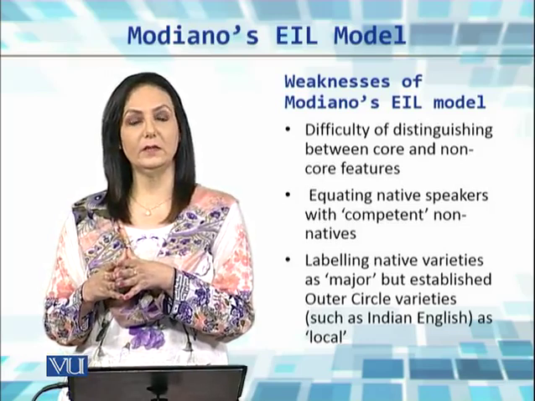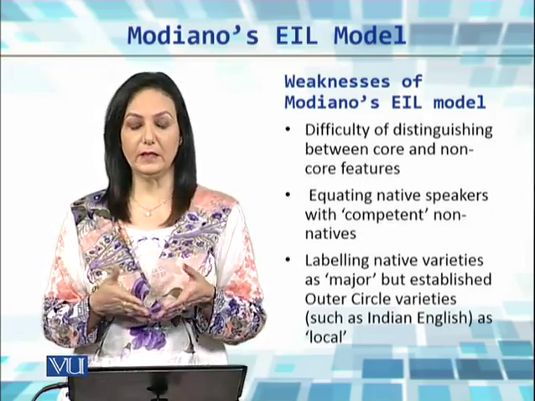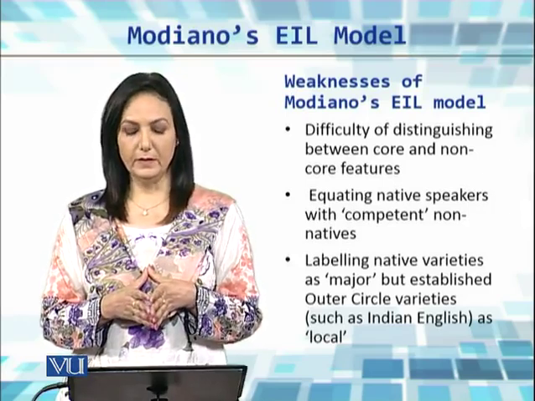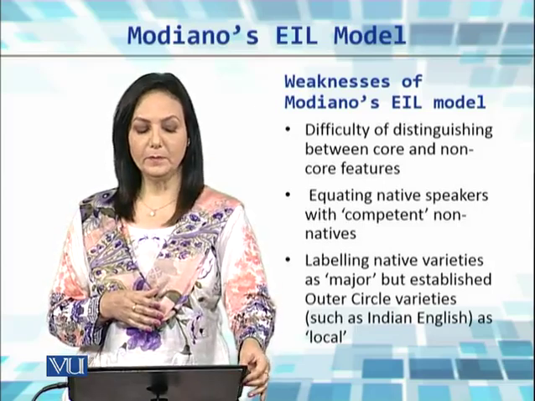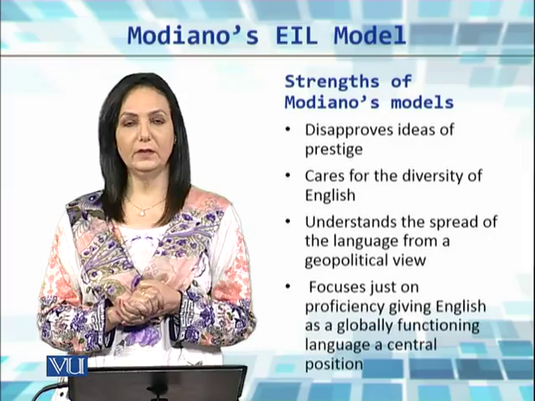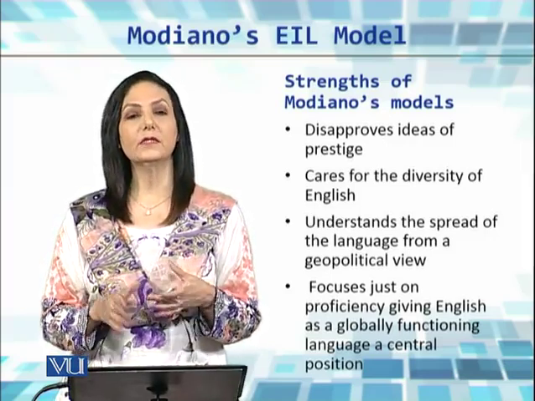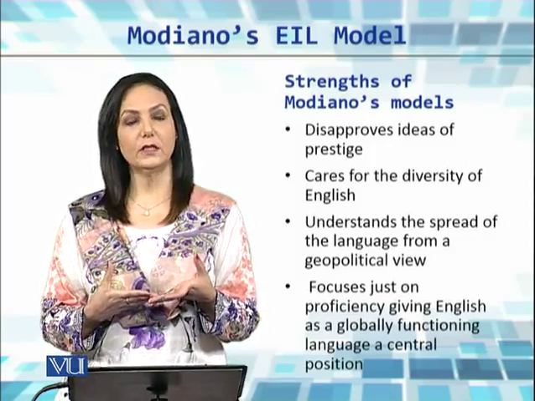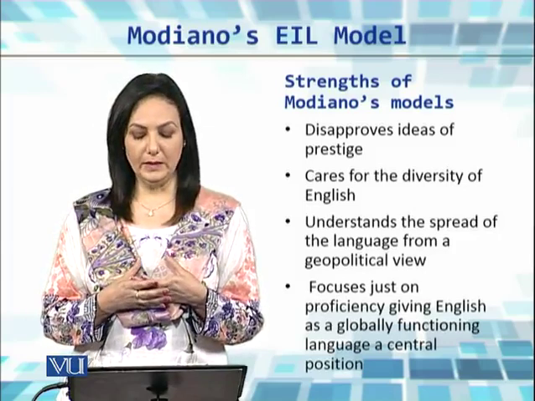On one hand, it gives almost the same status to English as a foreign language speakers and native English speaking varieties, and it labels native varieties as major, but the other established outer circle varieties, for example, Indian English, as a local variety, which may be a little offensive. But all said and done, this model, or in fact, both of Modiano's models have many strengths. One is that it completely disapproves of this idea of prestige and considering native English superior to all the other Englishes. These models have other concepts as central to their making.